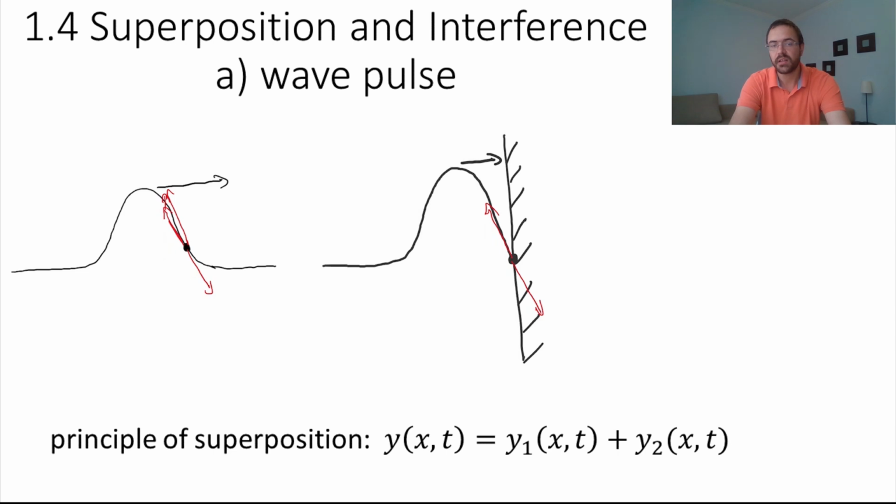So essentially, the string is trying to pull the wall upward, but the wall is saying, hey, I'm heavy, I'm not moving. So all of the additional vertical force that the string is pulling is transferred back to the string in the opposite direction by the wall. And so if the pulse arrives with a positive displacement, then it comes back with a negative displacement and vice versa.